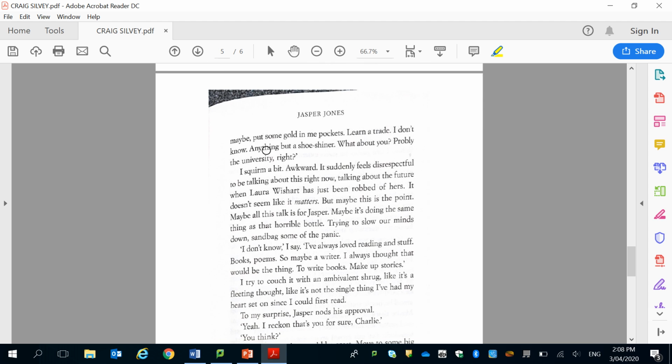Or I could work on a mine, maybe put some gold in my pockets, learn a trade. I don't know anything but a shoe shiner. What about you? Probably the university, right?